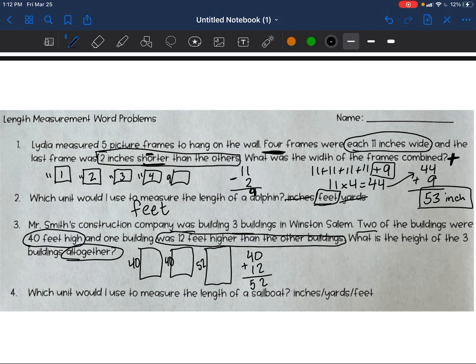Wow, that's really big. So is that answering the question being asked? Nope. What is the height of the 3 buildings all together? What does all together tell me? All together says put all 3 heights together. Add them up. So we need to add 40 plus 40 plus 52. And that will give me the height of all 3 buildings together. So when you finish this video, stop it, do this addition, and figure out what the height is together.